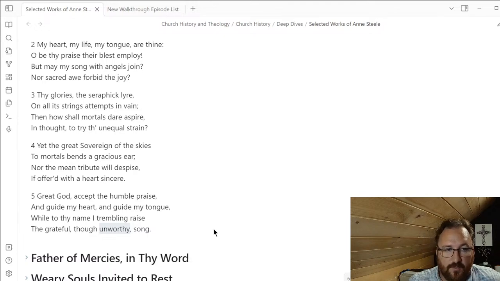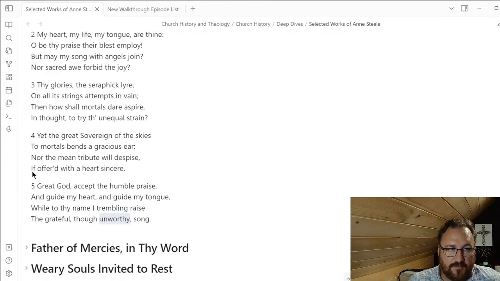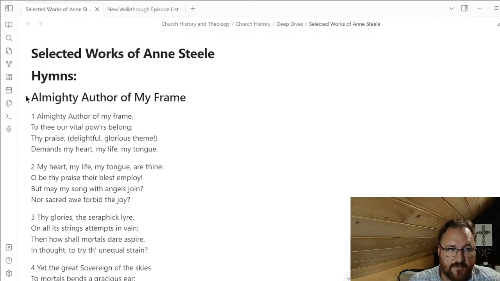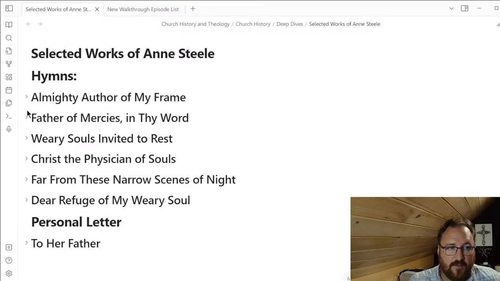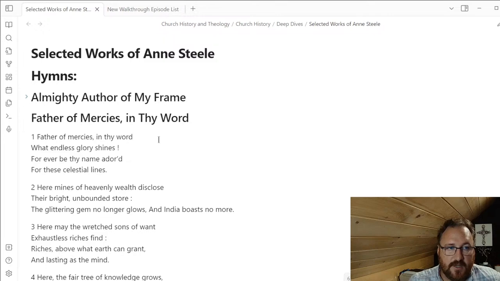I really hope that some of you go and actually pull up her complete works that were gathered together and posted up on archive. They're in the show notes. Just sit with that book for a while. It is simply a remarkable thing to read. Those five verses of Almighty Author of My Frame really set the stage for this.